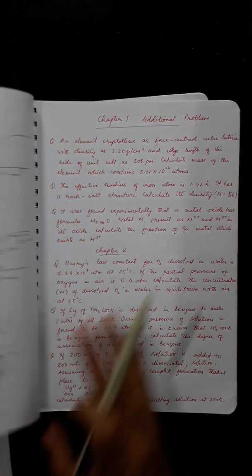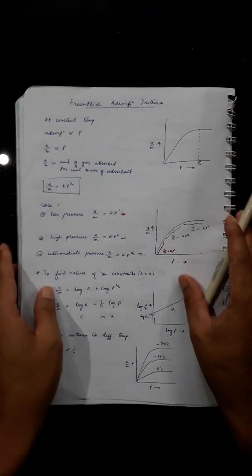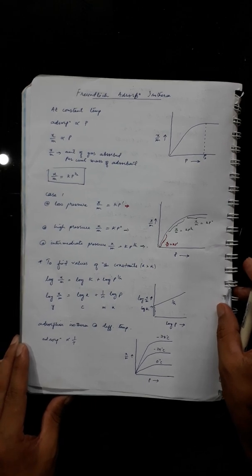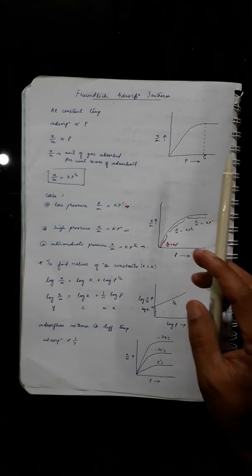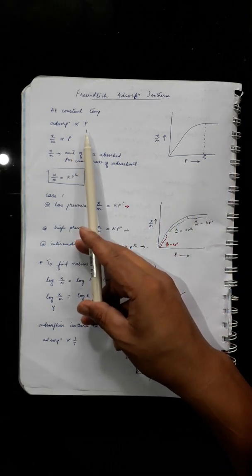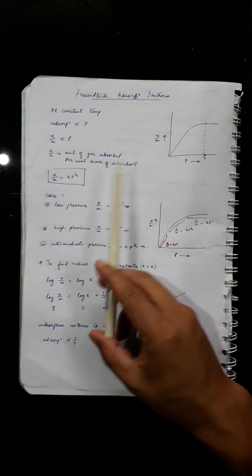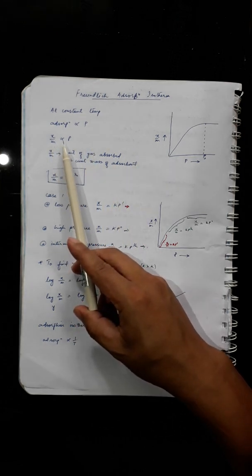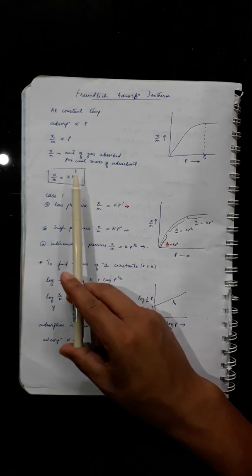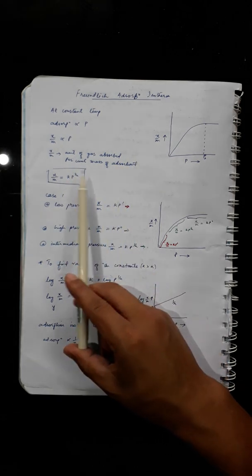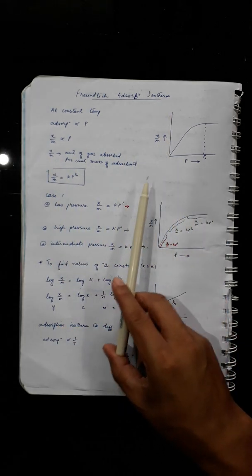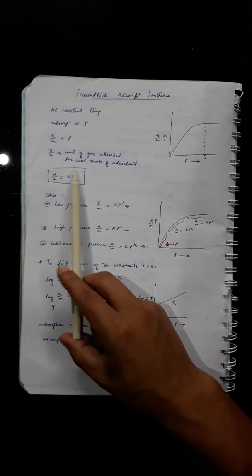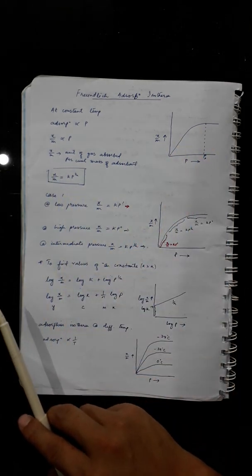And the next is, again, another isotherm, the Freundlich adsorption isotherm. We won't go through it in detail, but in this isotherm also, at constant temperature, adsorption is directly proportional to the pressure. So x over m, the amount of gas adsorbed per unit mass of adsorbent, is directly proportional to the pressure. Here m is the mass of adsorbent and x is the amount of gas adsorbed. If we plot it, then at constant temperature, we are getting this isotherm.